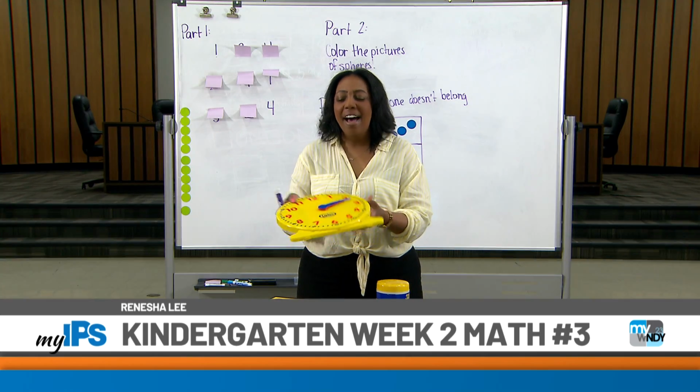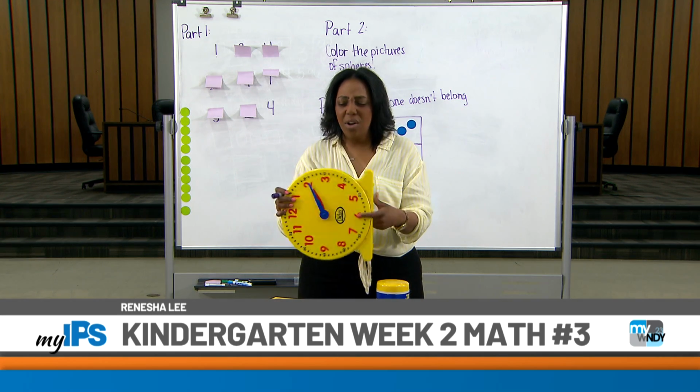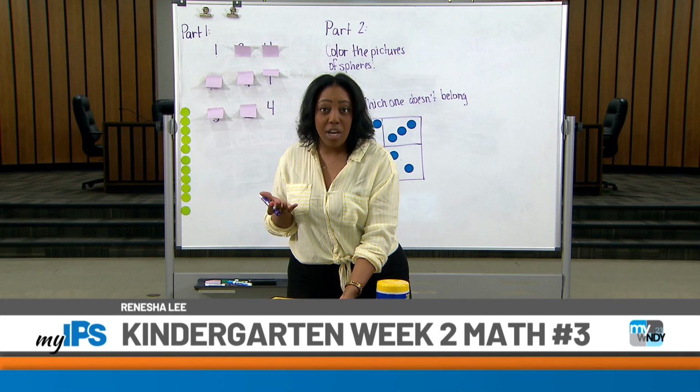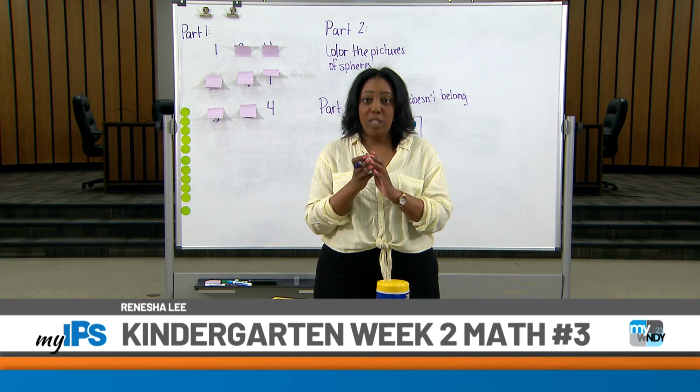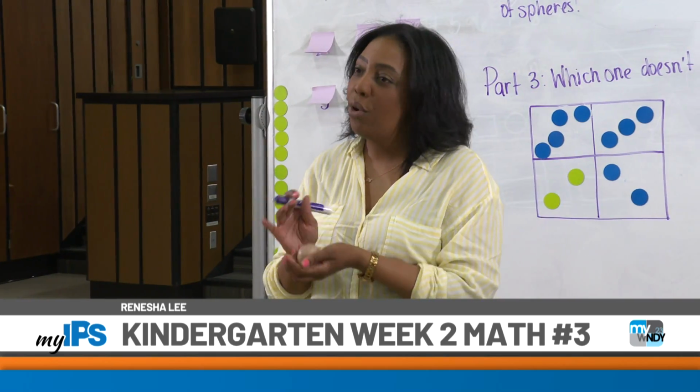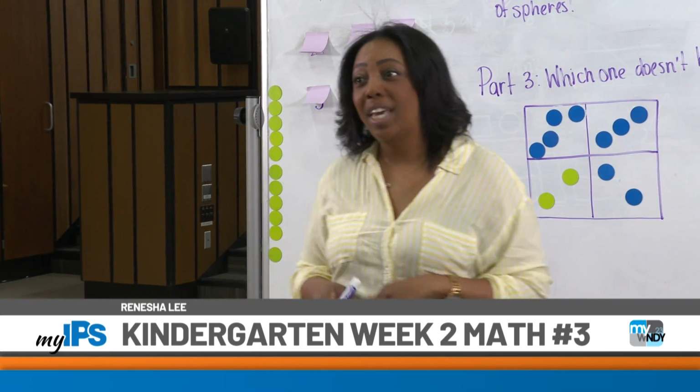So then we have our clock. And it's just round and it's flat, so that wouldn't work either. So when you're looking in your packet today, you're going to be trying to find things that definitely remind you of a sphere. Remember, a sphere is something you can hold and move around, and it's round on all sides. So keep that in mind when you're looking at your packet.